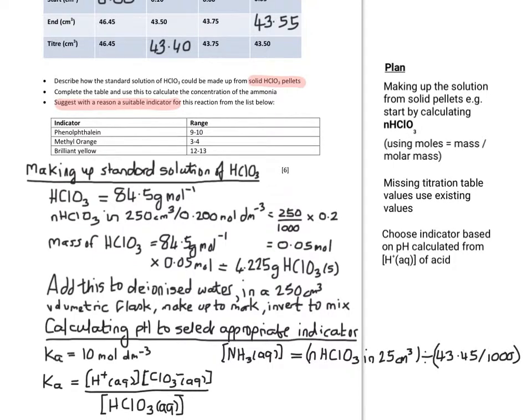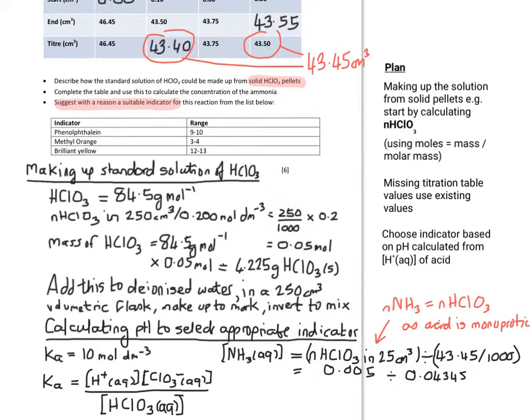So to get this value, you have to do a little bit of mathematical manipulation. First you have to work out how many moles of HClO3 there are in 25 centimeters cubed. We know that there's 0.05 in 250 centimeters cubed. So we know we've got 0.005 moles in 25 centimeters cubed, and taking the average titer based on the two concordant titers for the ammonia, that's 43.45. Now that has to be divided by 1,000 because obviously it's in moles per decimeter to the minus 3.